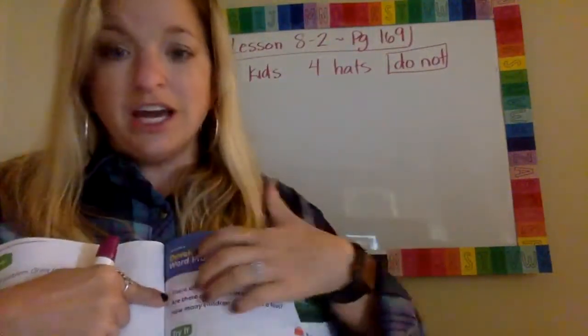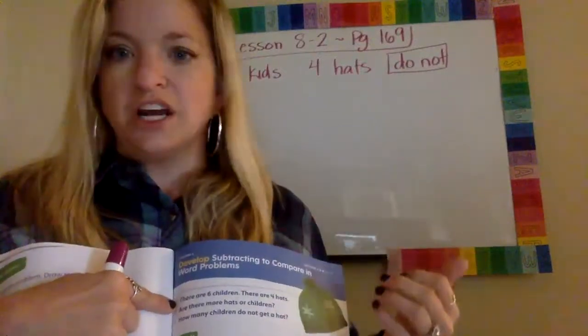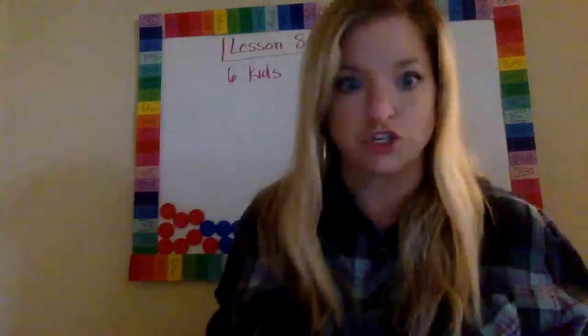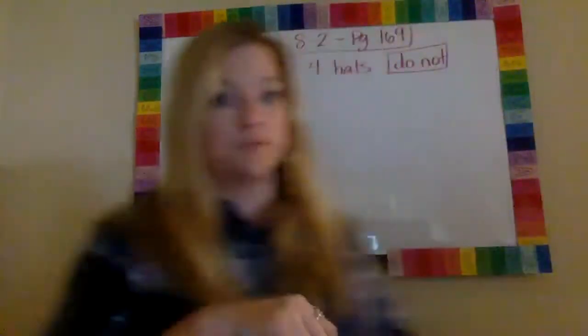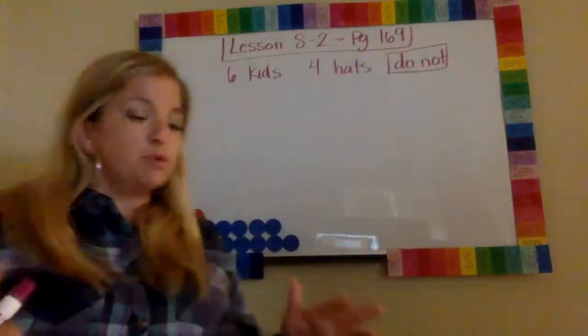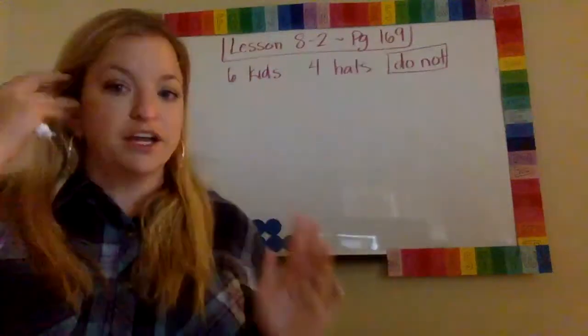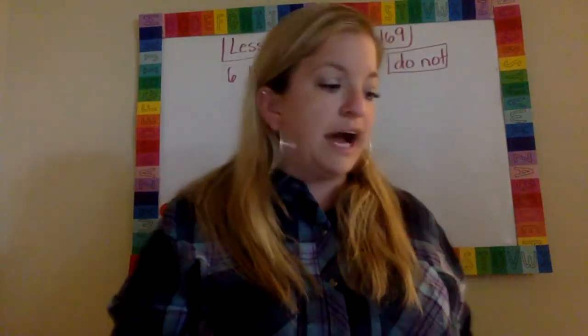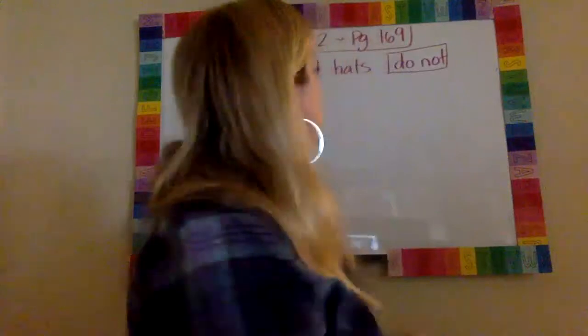That shows you hopefully how many extra words they put in there to trick you and confuse you, but you can't let them. You need to know how to not get tricked. And that's what I'm here for. So I'll read the problem from the blue, and then I will show you how I pulled out certain things to help me solve it. So the problem says there are 6 children. There are 4 hats. Are there more hats or children?